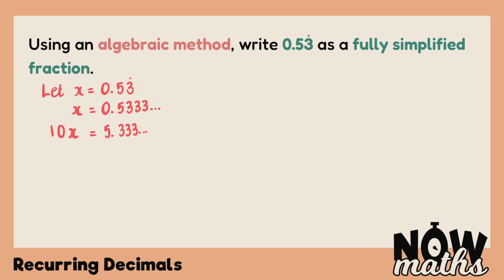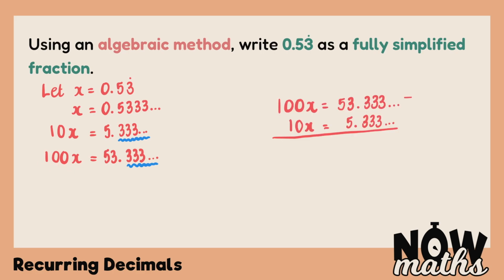5.3333 and so on. The two decimals we have here do not match perfectly after the point, so let's multiply by 10 again. So 10x multiplied by 10 is 100x, and 5.3 recurring multiplied by 10 is going to give us 53.33 and so on. Now looking at the three decimals that we have, we can see that two of them do in fact match after the point, and this time it's the 10x and the 100x which both end in 0.3 recurring. So this time we're going to subtract the 10x from the 100x.